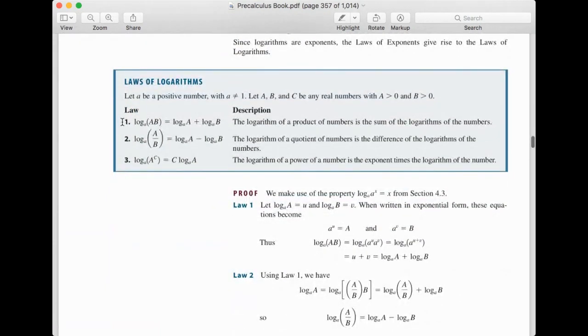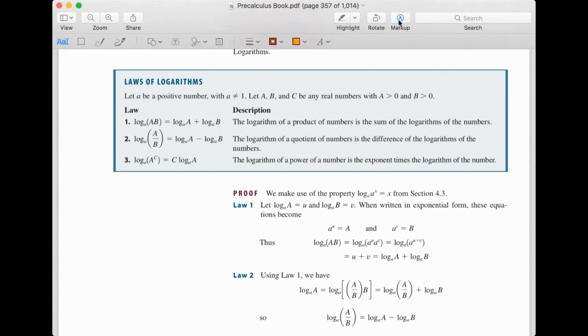So the first one, we have three here. The first one is saying log base a of a times b. That means if it's a product inside the log, we can split it into addition. Let's see why this is true.